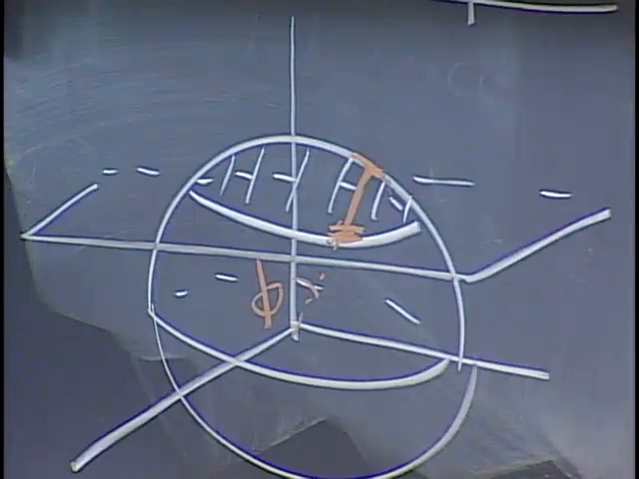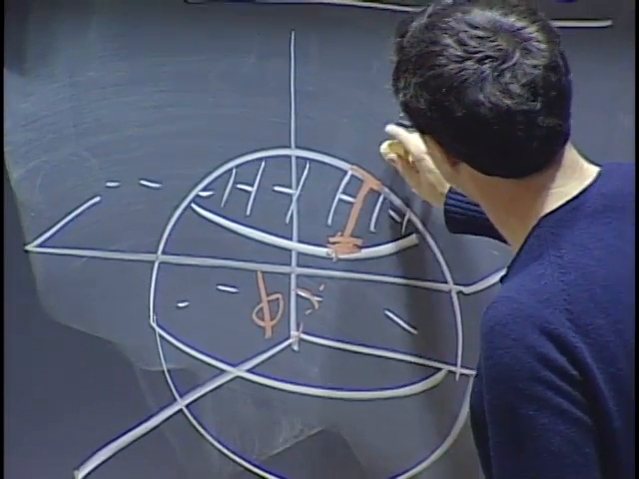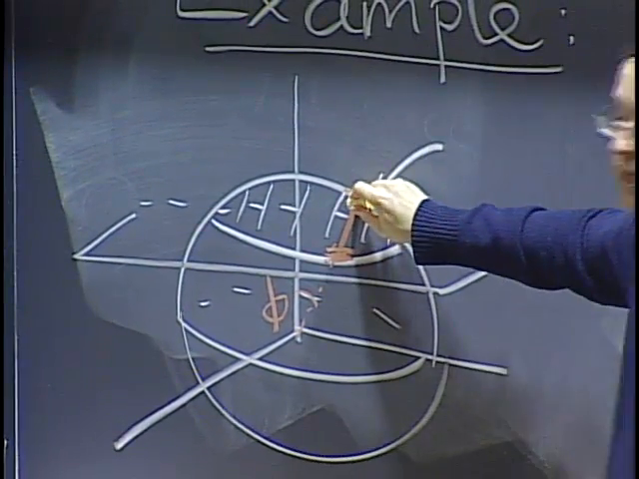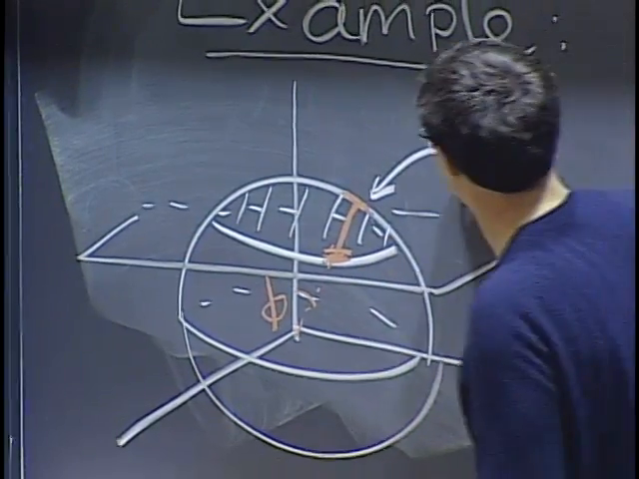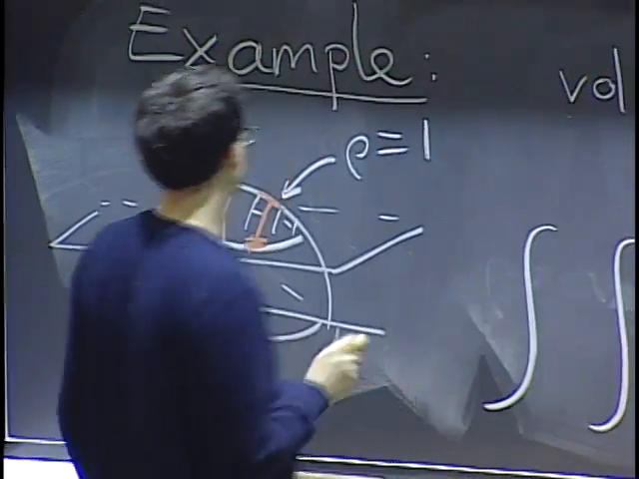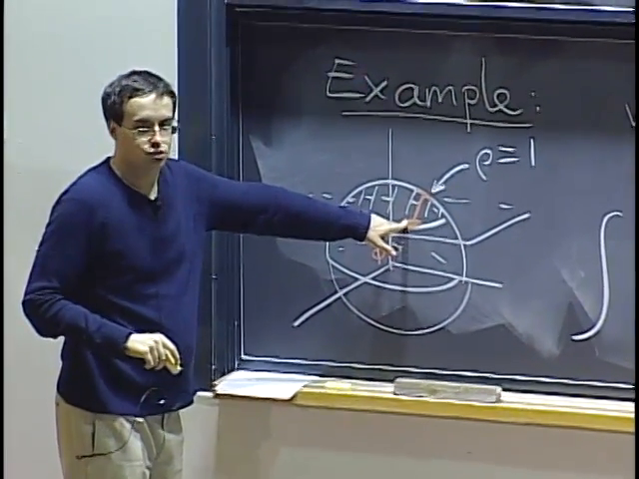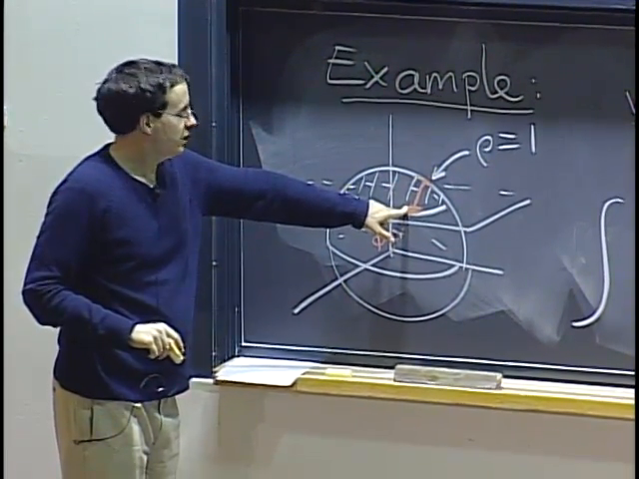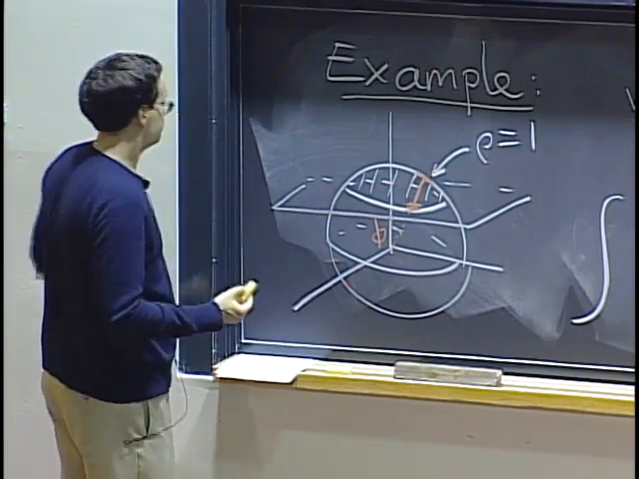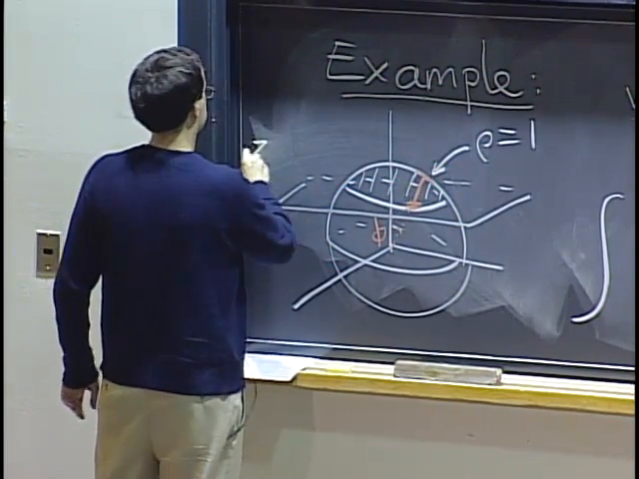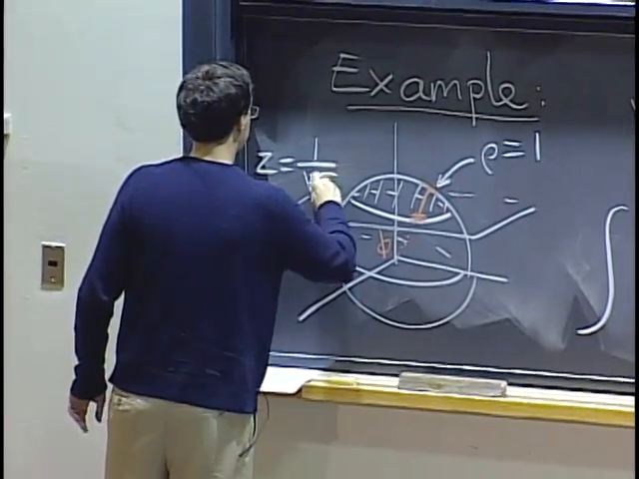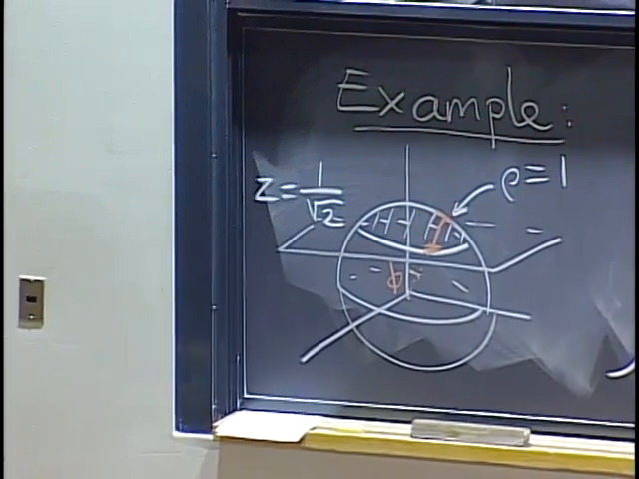So what should be clear is at which point we leave the solid. Right? What's the value of rho here? It's just 1. The sphere is rho equals 1. That's pretty good. The question is, where do we enter the region? So we enter the region when we go through this plane, and the plane is z equals 1 over root 2.